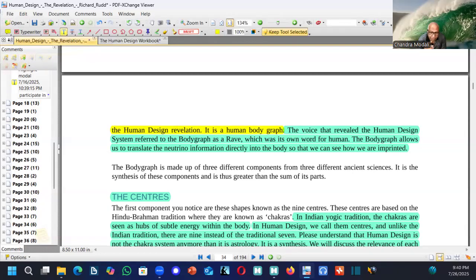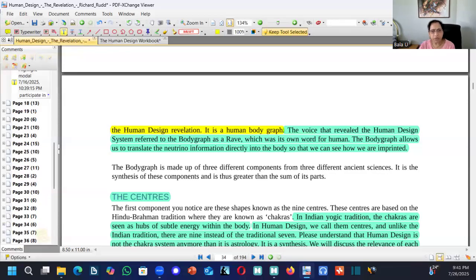Some things I was reading, he says that rave is going to be the new way the human species is going to be addressed. And this is going to start taking effect from 2027. Oh, so they're going to call the human race rave? Rave, that's what he says. The body graph allows us to translate the neutrino information directly into the body so that we can see how we are imprinted.